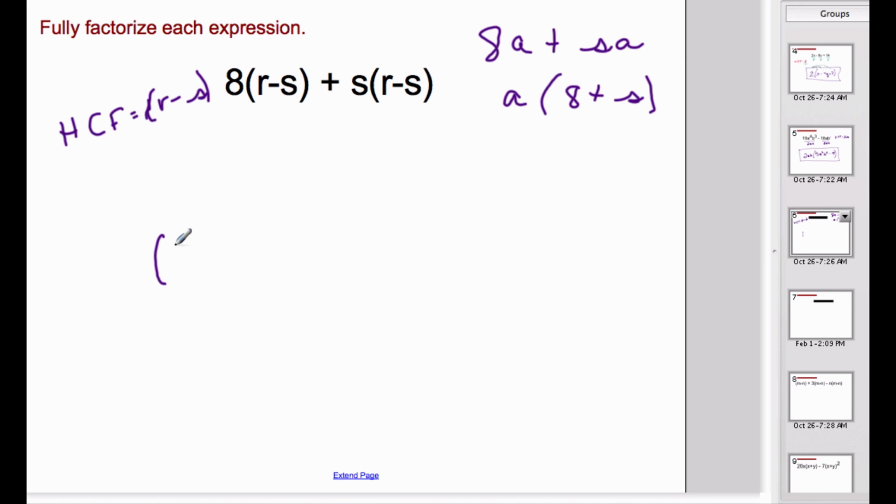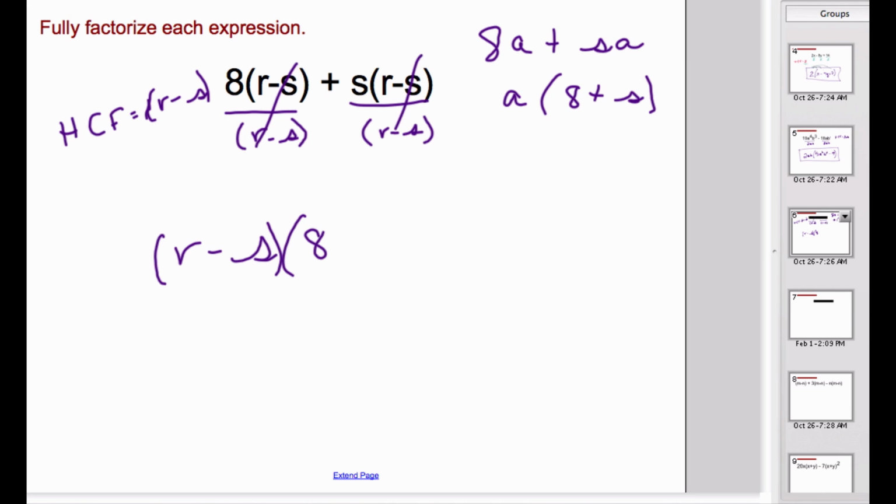So I'm going to put that here in brackets, r minus s, and then we want to say what's left from each of our terms. So if I divide out r minus s from the first term, then it leaves a quantity of 8. And in the second one, r minus s, and that leaves plus s.